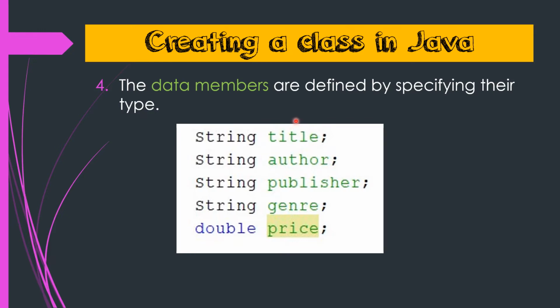In our previous video we discussed why these are the data members in this class. These are the data members: title, author, publisher, genre, price. Here, the first four data members have the string data type, and the last one, which is price, has the data type double.